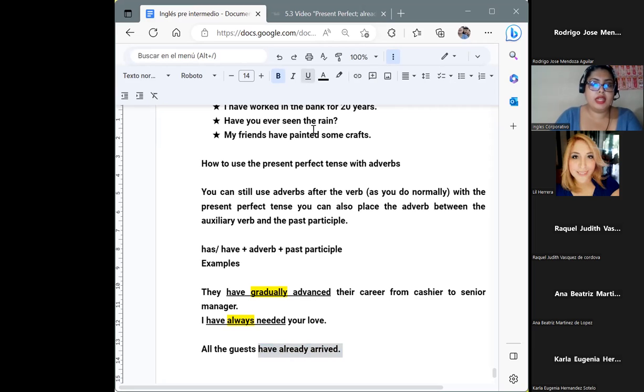In this case, this last part of the statement is the structure that we are using. In this case, already is the adverb. Here. In this case, we need to be very careful because certain adverbs such as yet and just have special rules for where they are placed. Because these adverbs related to time are often used together with the present perfect tense.